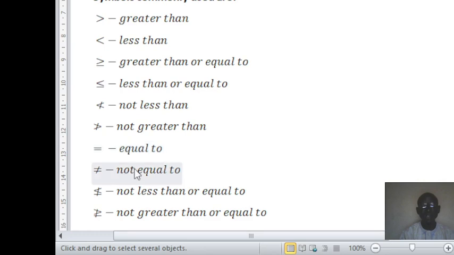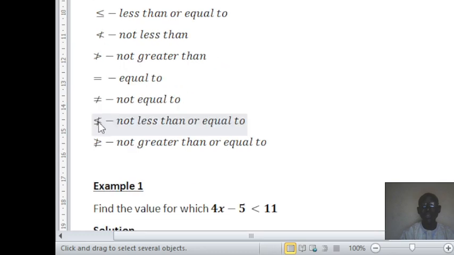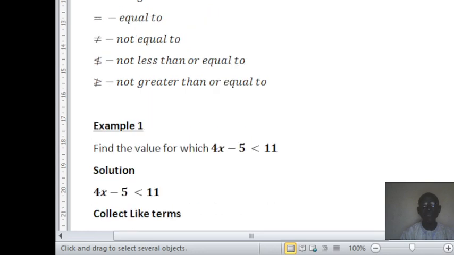Not equal to. Then the next one is not less than or equal to. Then the last one here, the ones we are going to be using in this lesson, not greater than or equal to. So we proceed straight to example 1.